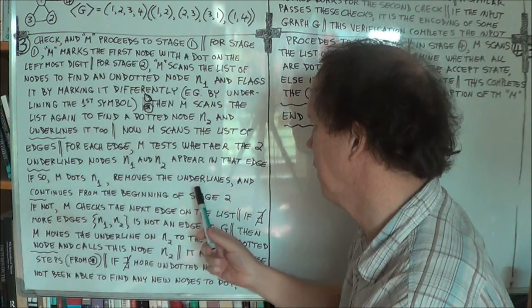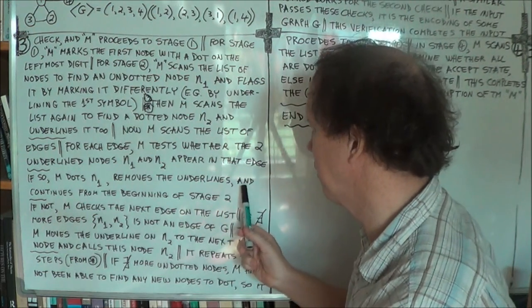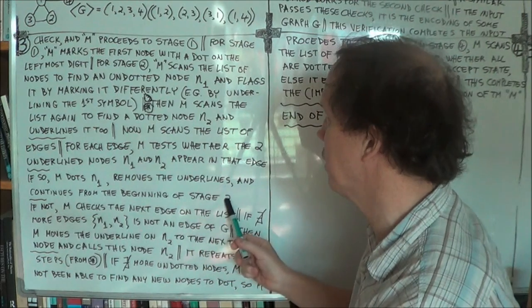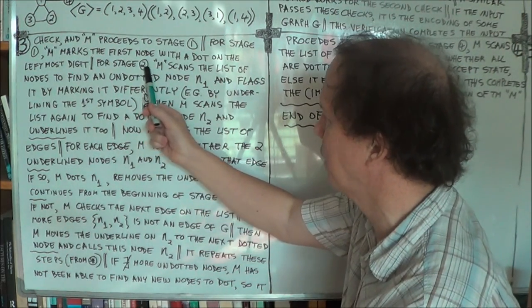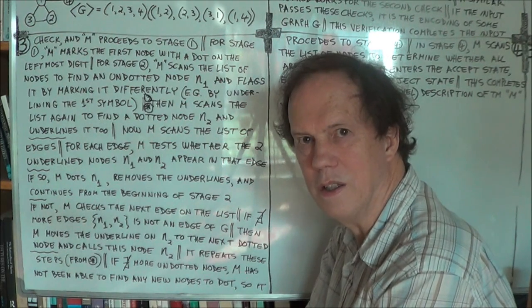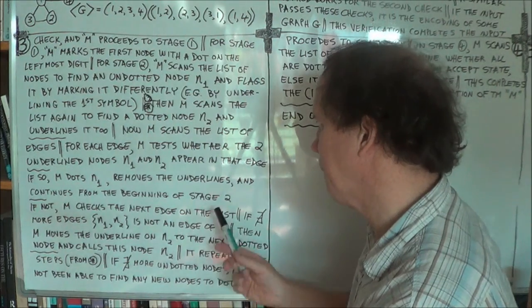So you know it's connected, and then remove those 2 underlines because you're going to loop back again, and then continue from the beginning of stage 2. So you go back to here. Now you find the next undotted node number. We'll call that N1 again, and so on.